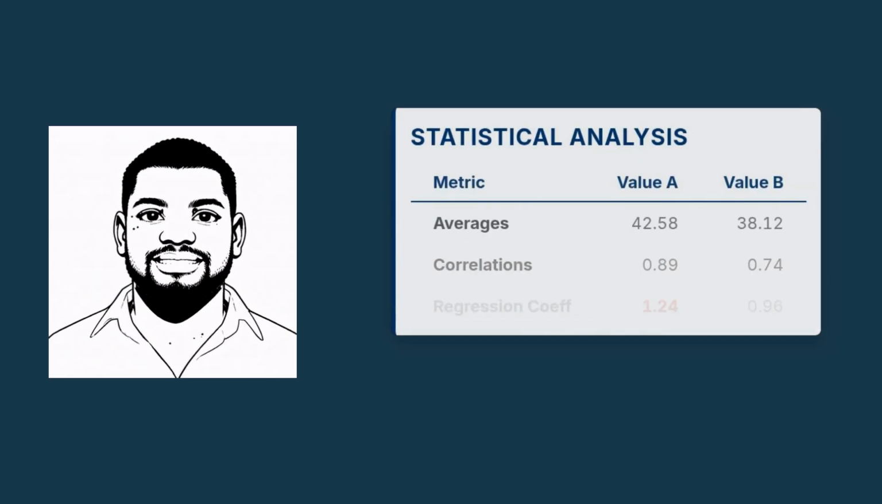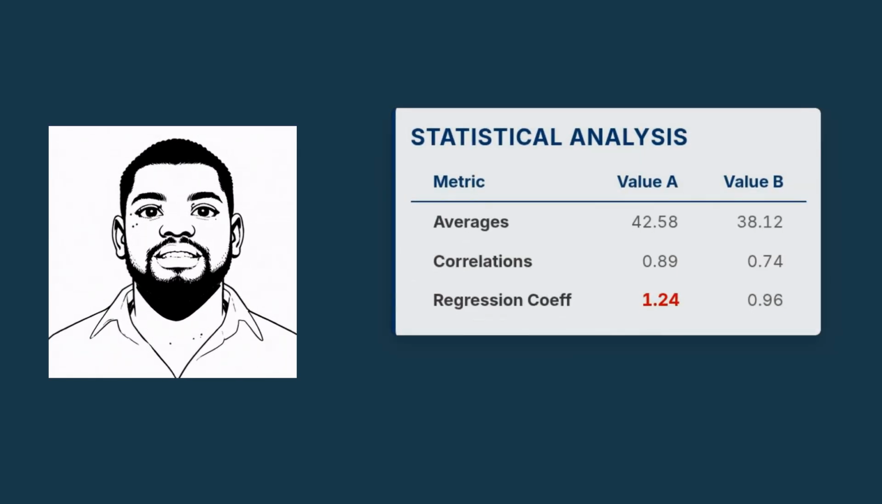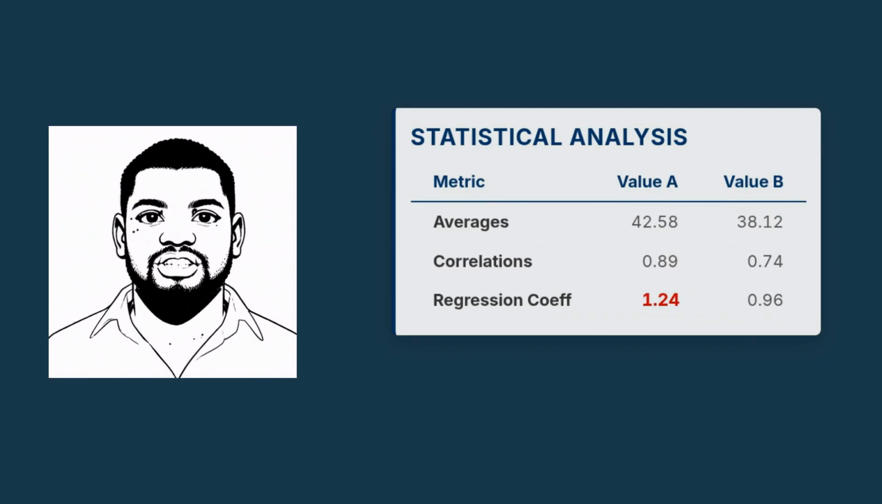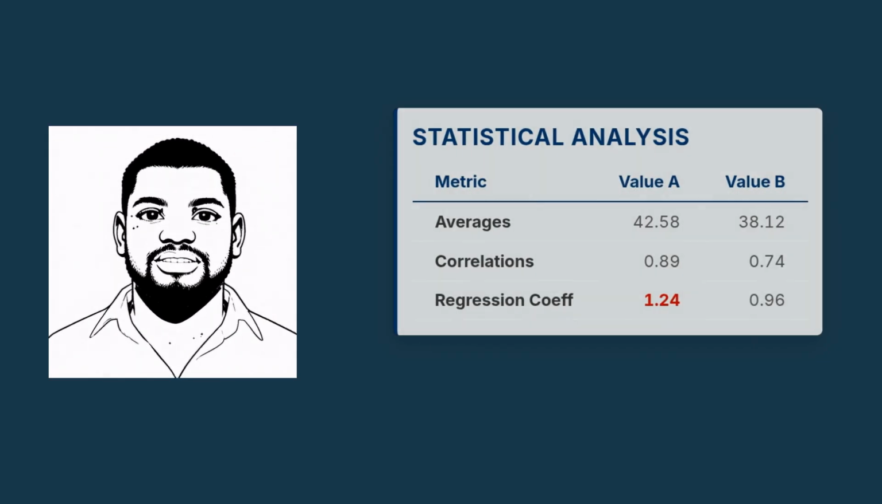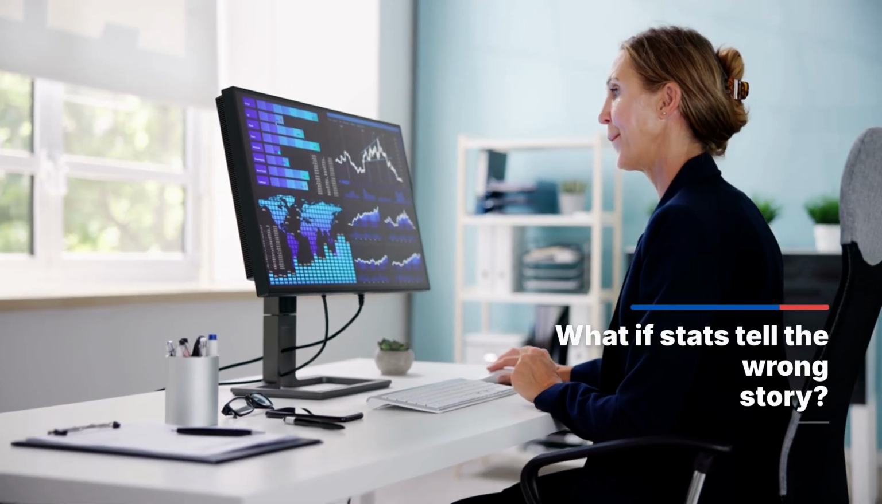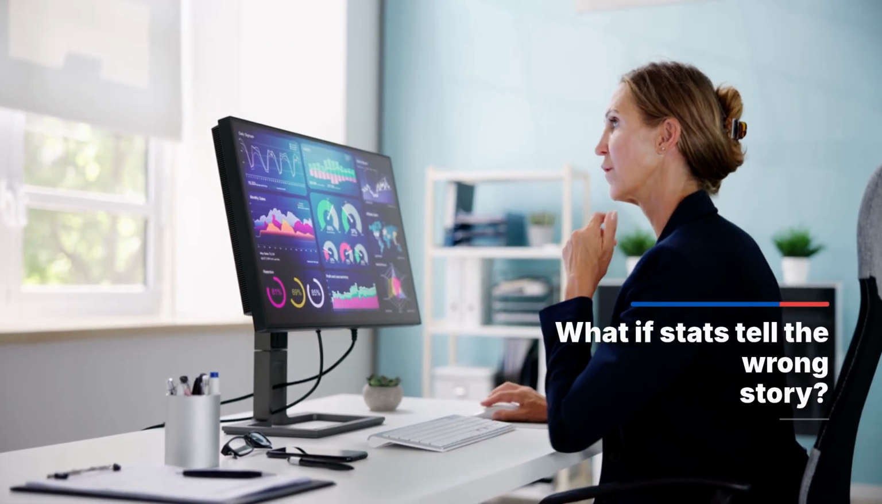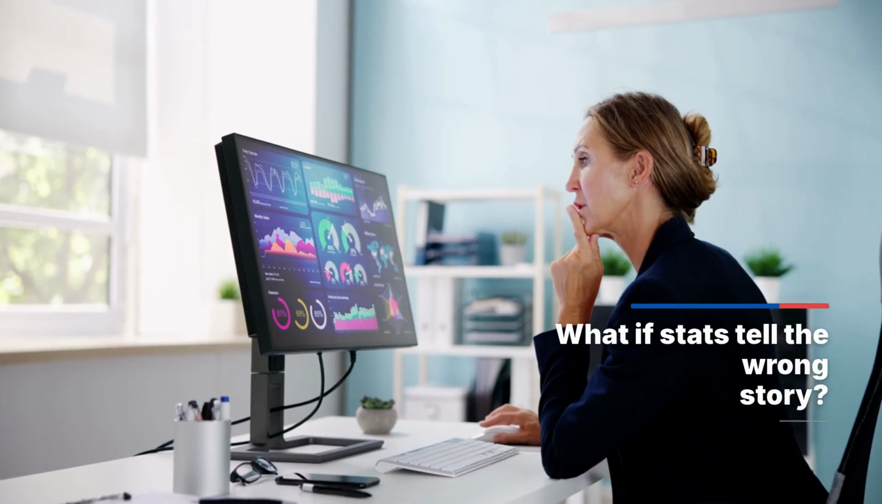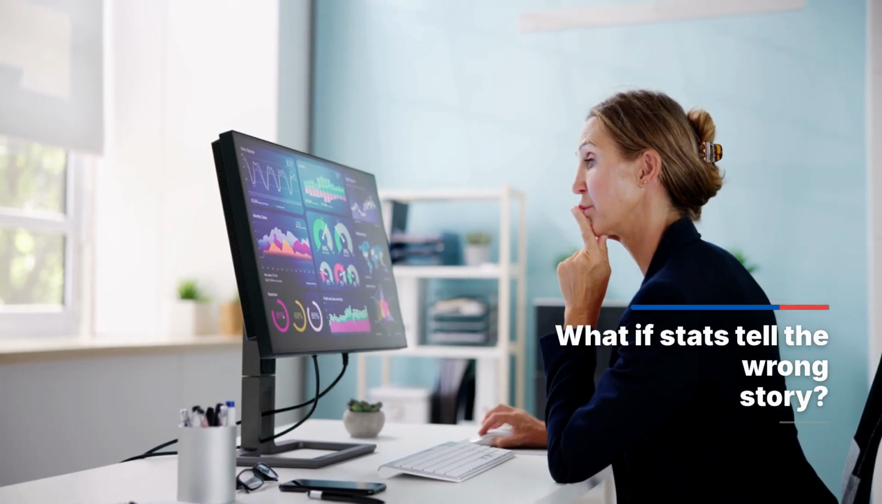In many analyses, the first instinct is to compute indicators such as averages, correlations, regression coefficients, and then interpret the results. But what if those summary statistics tell the wrong story? What if the structure of the data reveals something completely different once we actually look at the observations?